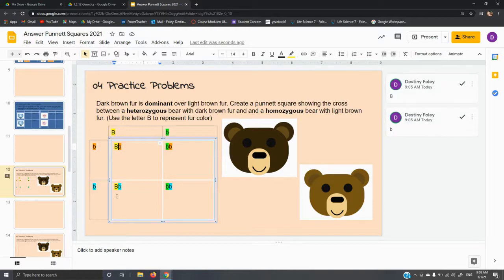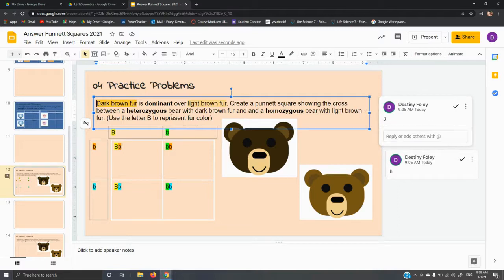All right. So we see we have the capital B we brought down, the lowercase b we brought down, the orange b we brought across, and the blue b we brought across. So this is how you do a Punnett square. Like I said, you don't have to do any of the color coding or any of the comments that I did. That was just for helping you see what alleles represented what.